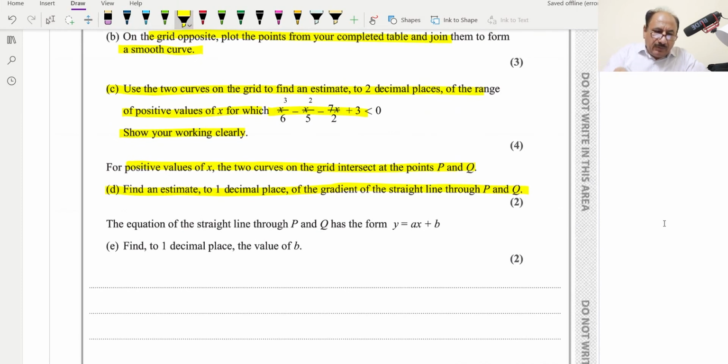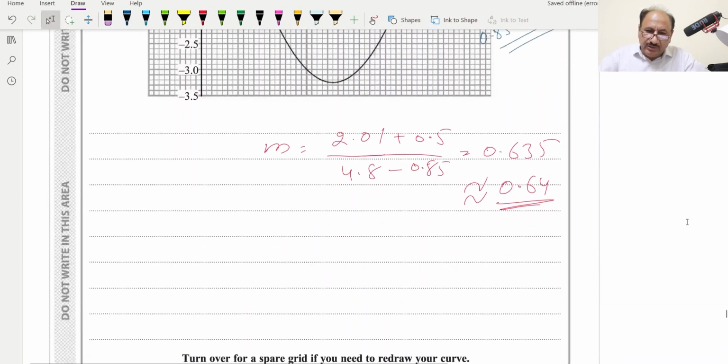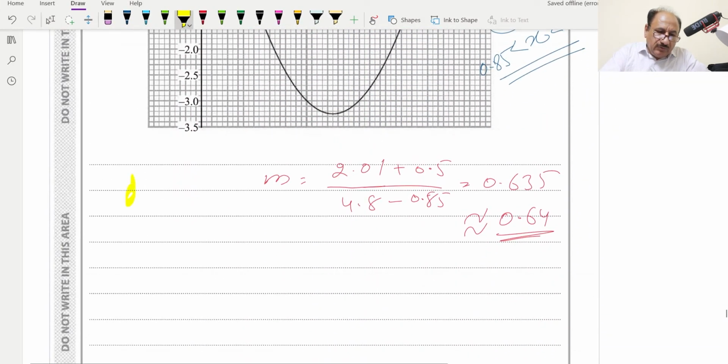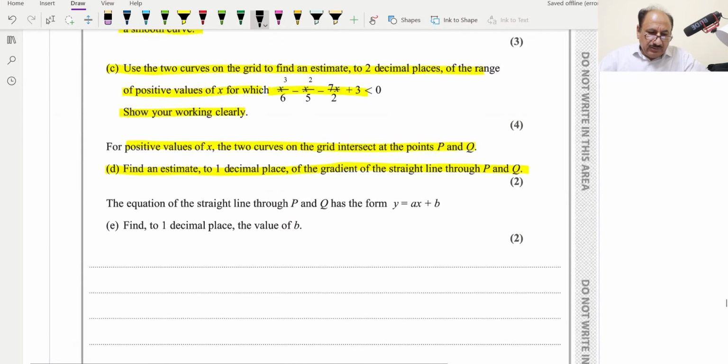Now the next part is, this is the D part which we have done, so we can indicate over here this will be the D part. Now the E part we can solve over here, and the E part says: the equation of the straight line through P and Q has the form y is equal to ax plus b. Find to one decimal place the value of b.